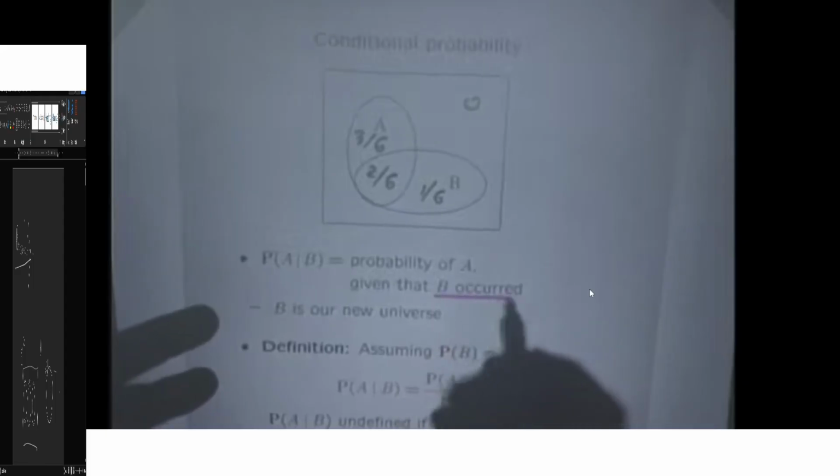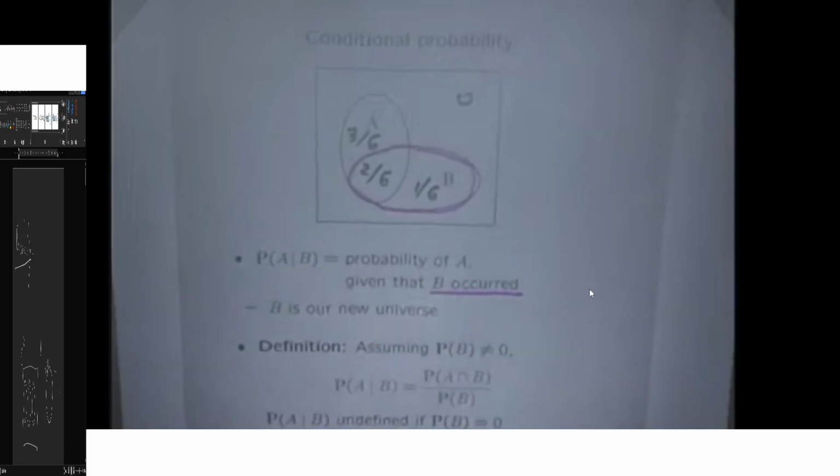Suppose now that someone comes and tells you that event B occurred. So they don't tell you the full outcome of the experiment, but they just tell you that the outcome is known to lie inside this set B. Well, then you should certainly change your beliefs in some way. And your new beliefs about what is likely to occur and what is not is going to be denoted by this notation.